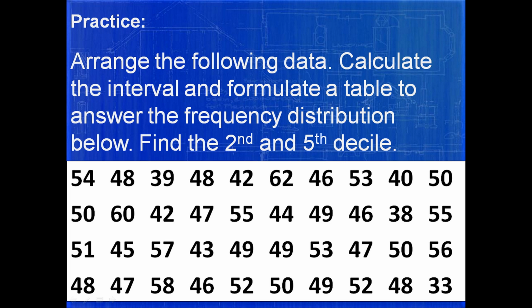Now let's try to check if you are really listening and understood deciles clearly. On a half-size piece of paper, arrange the following data. Calculate the interval and formulate a table to answer the frequency distribution below. And you have also to find D2 and D5. You're only given 5 to 10 minutes to do this. Please pause this video for 10 minutes.